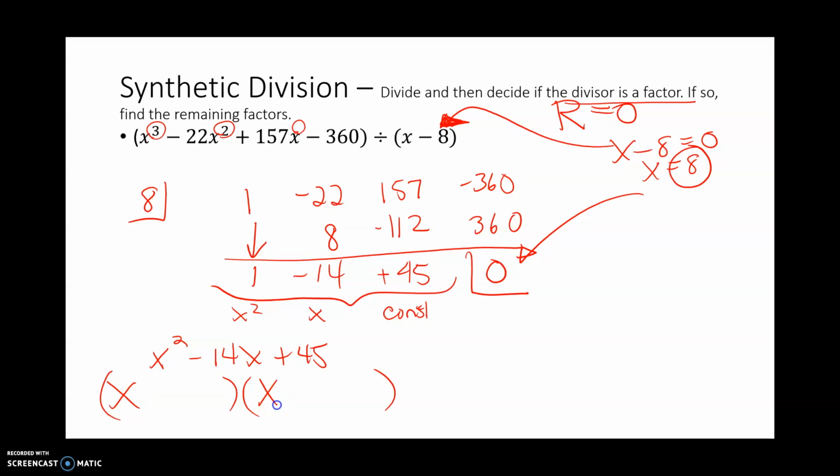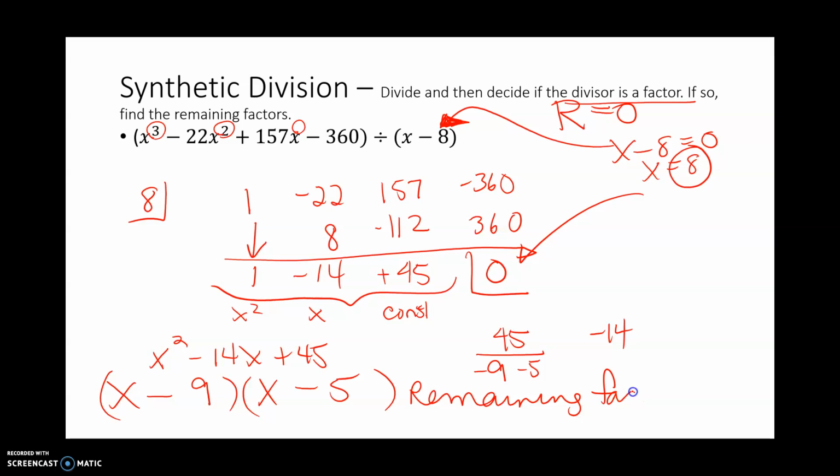So on our flow chart, there is no common monomial term. So I can use just what multiplies to 45 and adds to negative 14. So let's see. 45, oh, that would be 9 and 5, wouldn't it? Negative 9, negative 5. So when I come over here, these are my remaining factors.